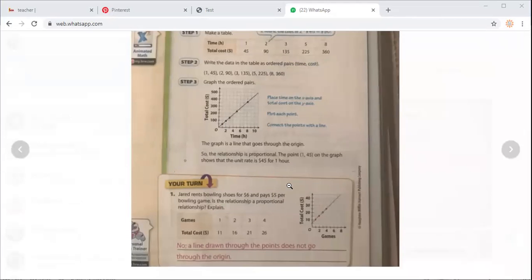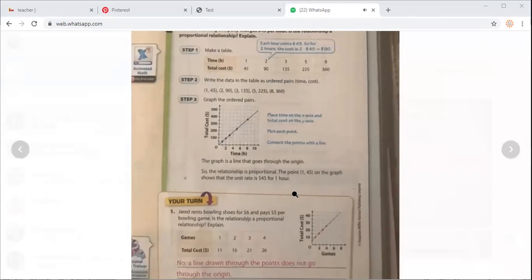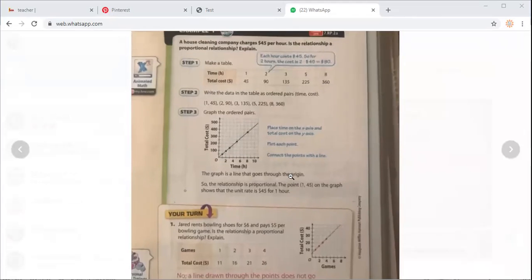Let's move to the last part in this page. In this question, he said Jared rents bowling shoes for $6 and pays $5 per bowling game. Is the relation a proportional relationship? Explain. Then, when we look at the figure which he gave to us, did you see the figure in your book? How will you say that this relation is proportional or non-proportional? How are you going to decide it?